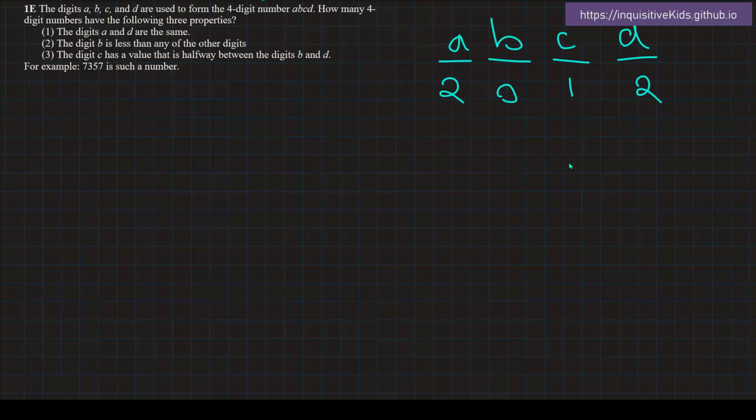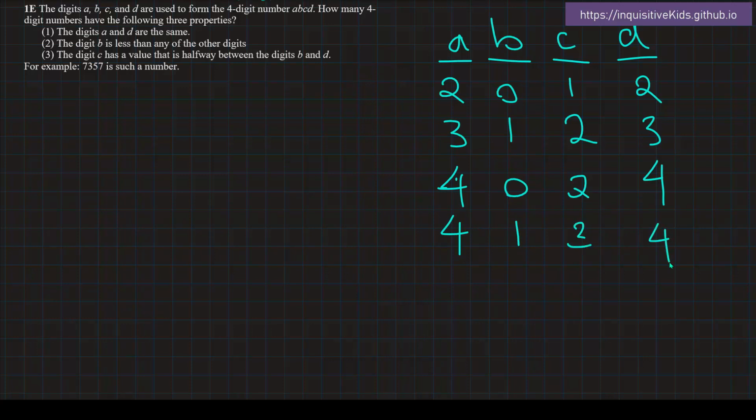Now let's see if A and D were 3. If that were the case, B can equal 1 and C can equal 2. Let's do another one. If A and D each equaled 4, B could equal 0 and C would equal 2. Another option would be if B was equal to 1 and C was equal to 3.